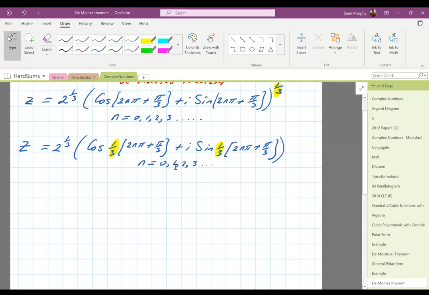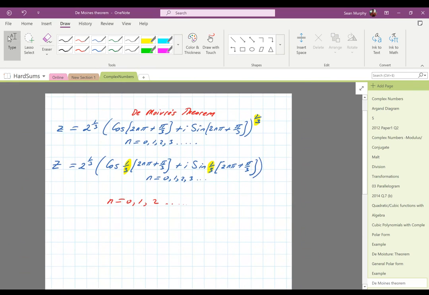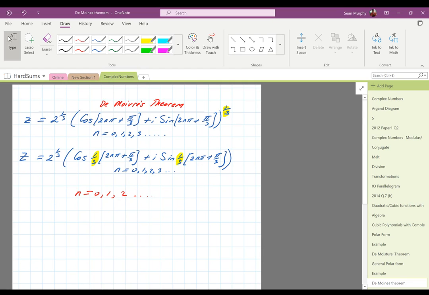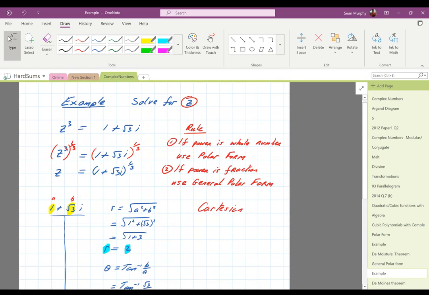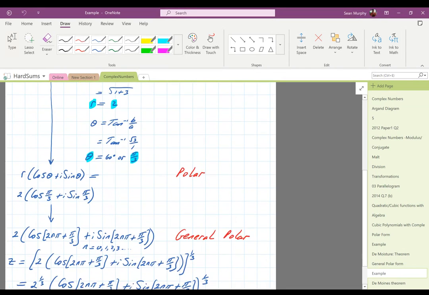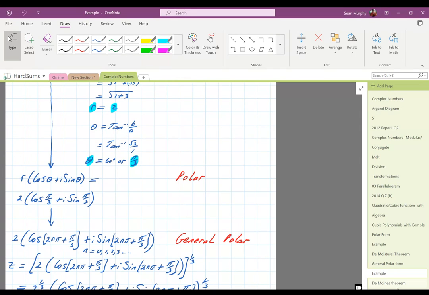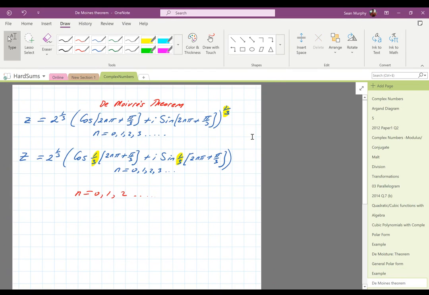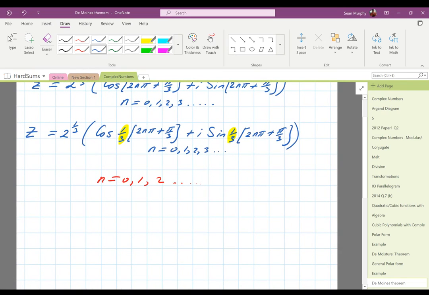So now we get the individual answers by putting in n equals 0, 1, and so on. That's a step in itself, so don't lose sight of the big picture here. I've put the steps in red for exam purposes because they're always the same steps. You go from Cartesian to polar to general polar, and then you use De Moivre's Theorem to get rid of the power, and finally you put in the numbers one by one to get the individual answers for z. So put in n equals 0 first and see what happens.